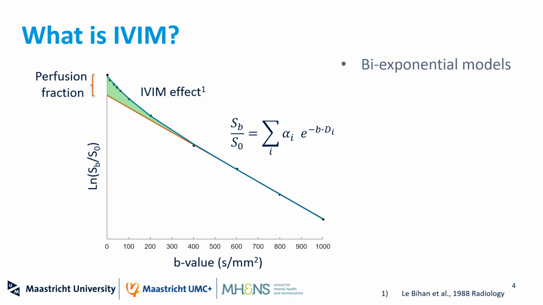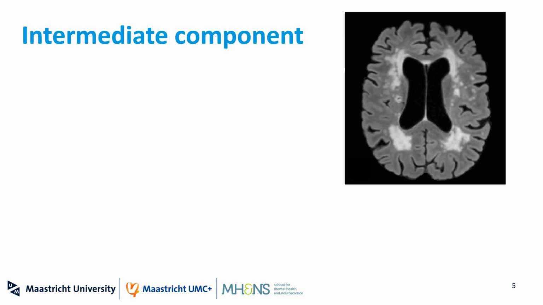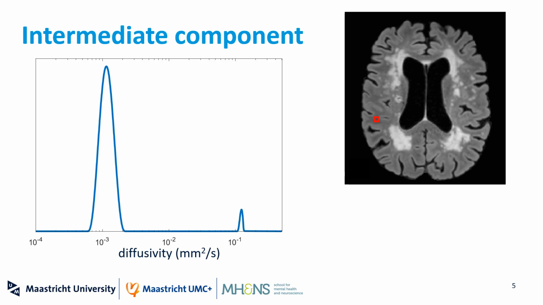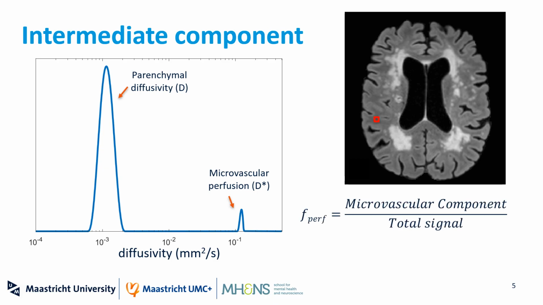Traditionally, the diffusion and perfusion components are separated using bi-exponential models. But recently, spectral analysis, such as non-negative least squares, gained attention. The non-negative least squares provides a spectrum of IVIM components for each voxel. For example, the spectrum for a specific voxel might look like this, with a microvascular perfusion and a parenchymal diffusion component. From this, the perfusion fraction can be calculated.